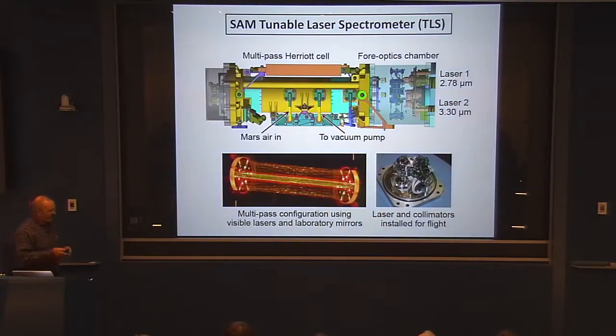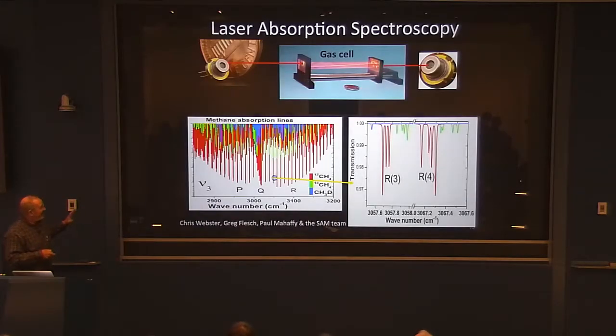This is the tunable laser spectrometer. Its specific job is to measure trace gases with carbon and hydrogen in them, but also determine the isotopic composition of those molecules. And one of the reasons that this was sent was because it's a very good way to detect methane. And it does this by very high resolution infrared spectroscopy.